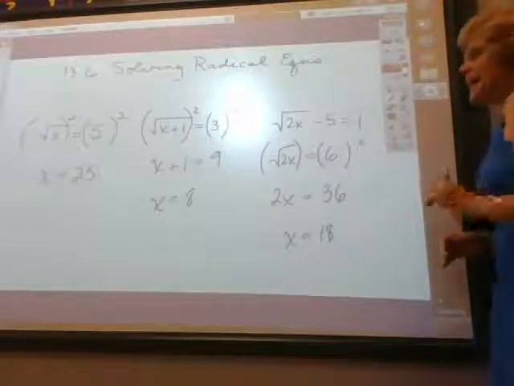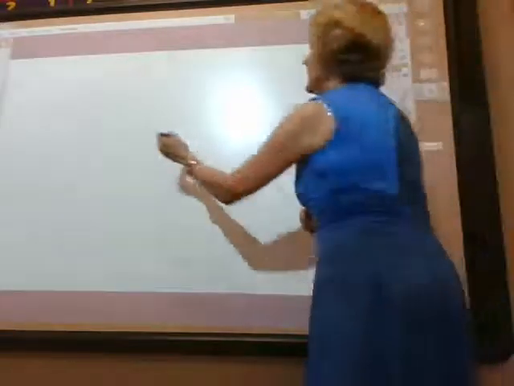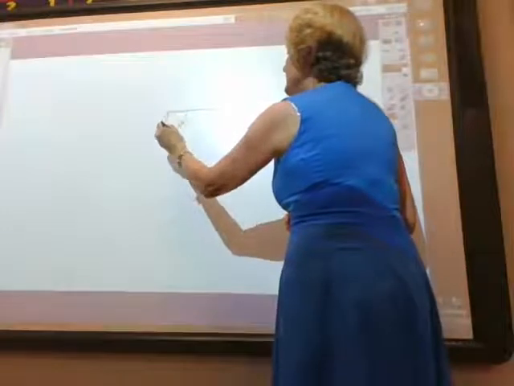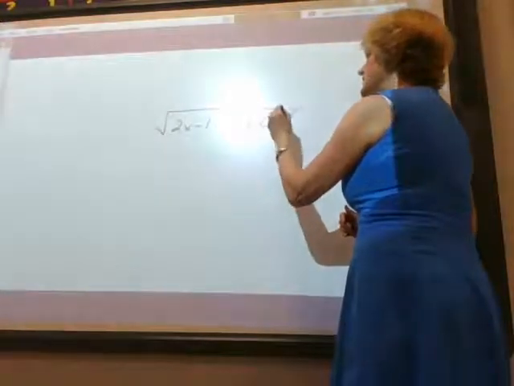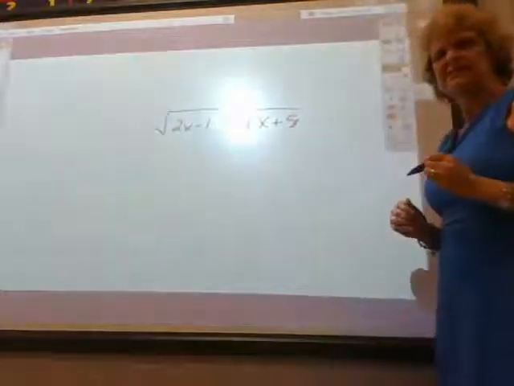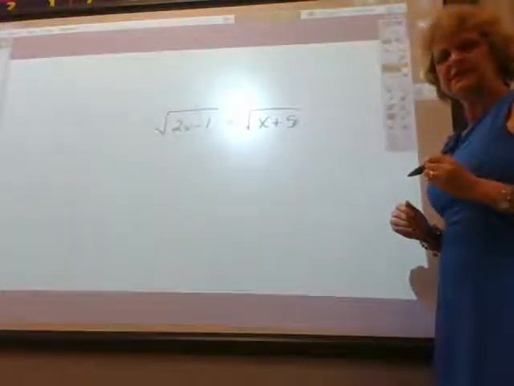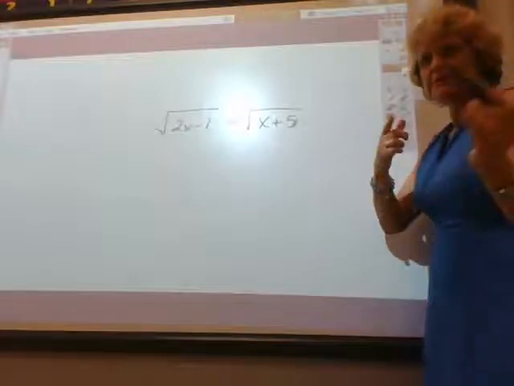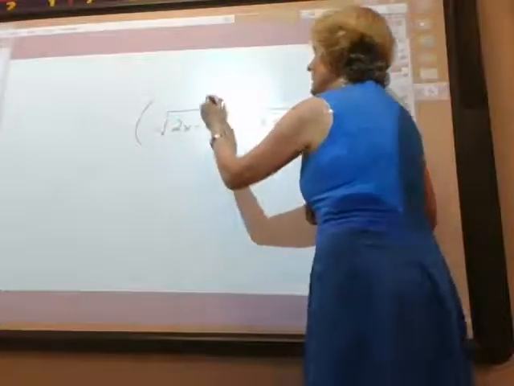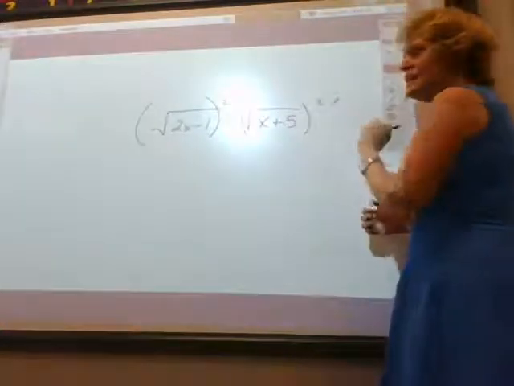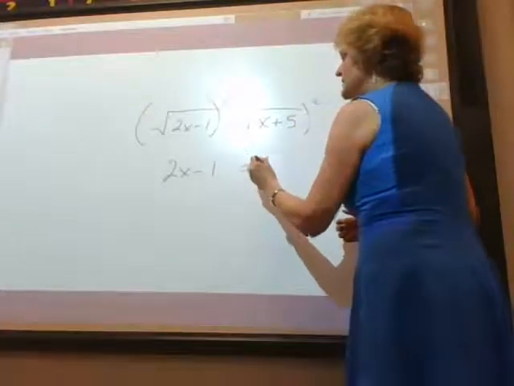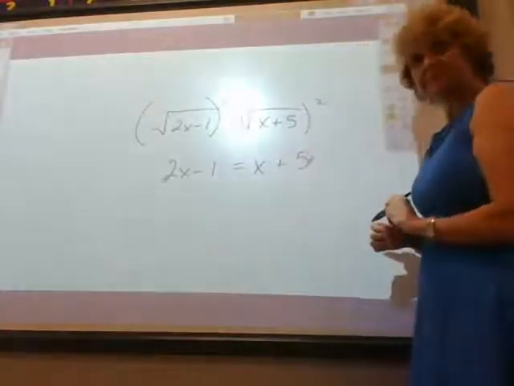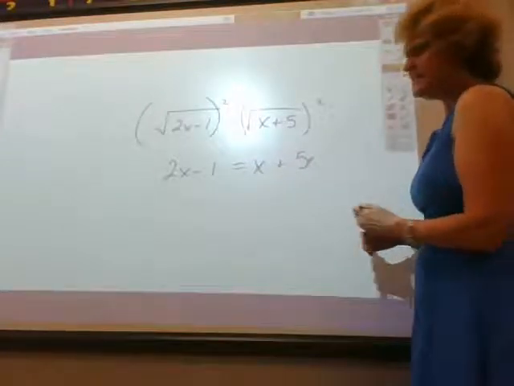All right, and then one other type. What if I have radical 2x minus 1 equals radical x plus 5? If I have a radical equals a radical, what do you think I need to do? Oh, you're right, square both sides. Then the radicands come out. Very good. So I would have 2x minus 1 equals x plus 5, wouldn't I? Sure.